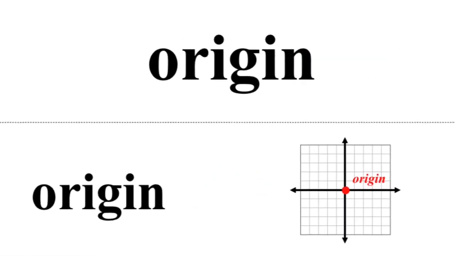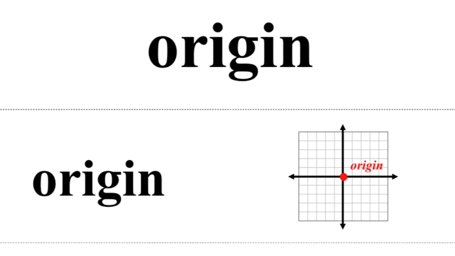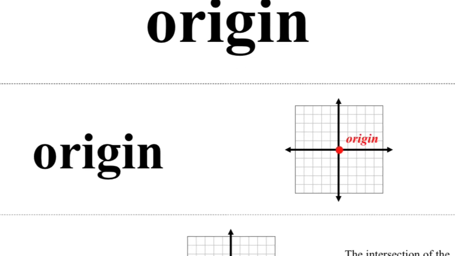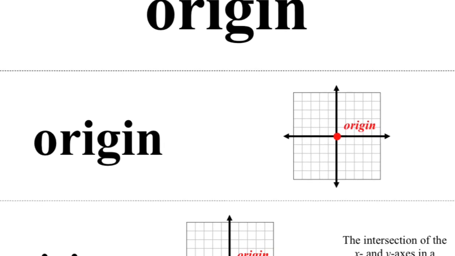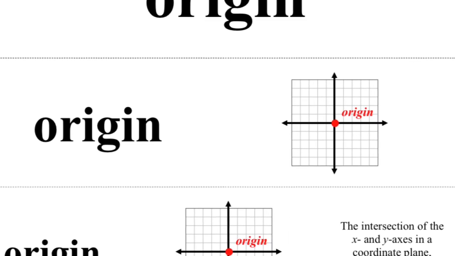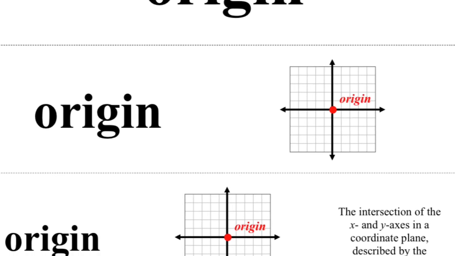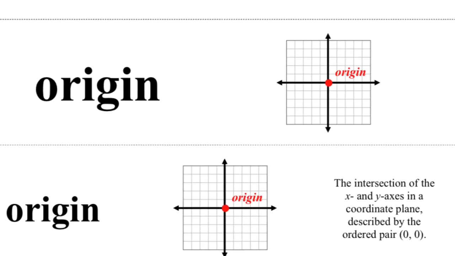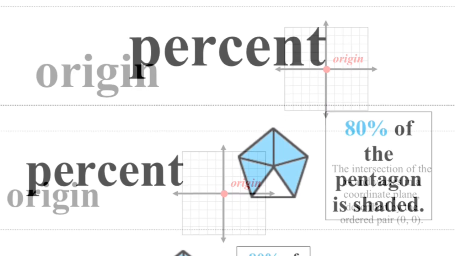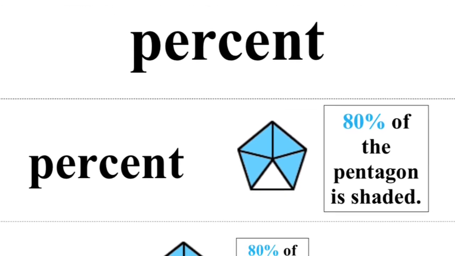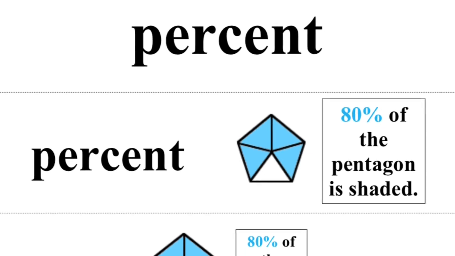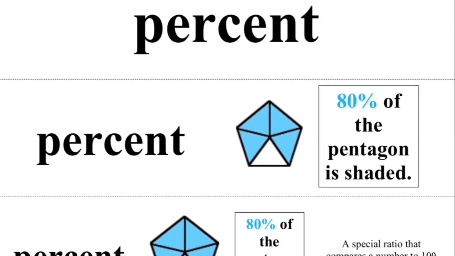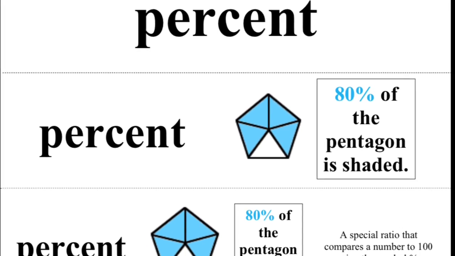The origin of the coordinate plane is the point 0, 0. It is exactly in the middle of the coordinate plane. Percent means out of 100. So 50% means 50 out of 100, or a half.